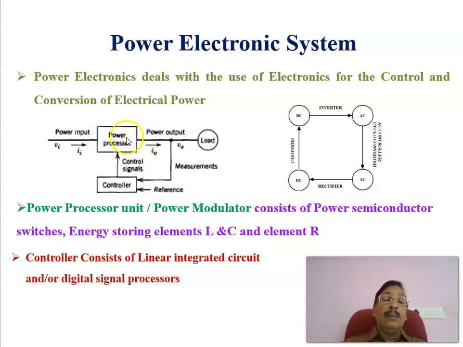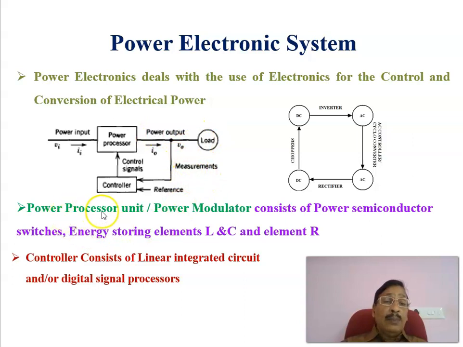This is the main block of this power electronic system, in which the input to the power processor or power modulator is the input electric power, which can be either AC or DC. The output of the power processor is given to the load, which can be either a motor load or a battery load. The output of the power modulator is measured using transducers and compared with the reference value, and the error is taken. In order to minimize the error, we give the control signal to the power modulator or power processor, which controls the power flow from the source into the load.